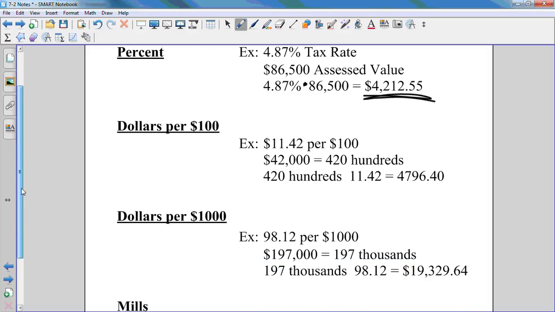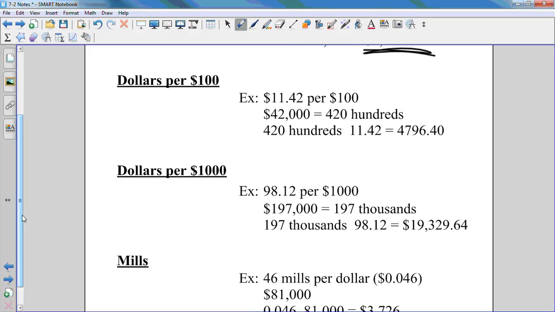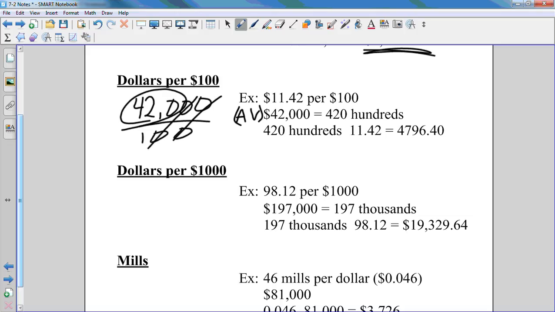Okay, another tax rate expression is dollars per 100. For instance, you may go to a county that says, we're going to charge $11.42 per 100 of your assessed value. Well, how do you calculate how much you have to pay? Suppose I have an assessed value of $42,000. How many hundreds is that? You just take 42,000 and divide it by 100. So I have 420 100s in 42,000. That's just simple math.